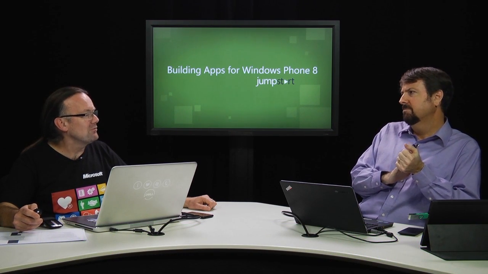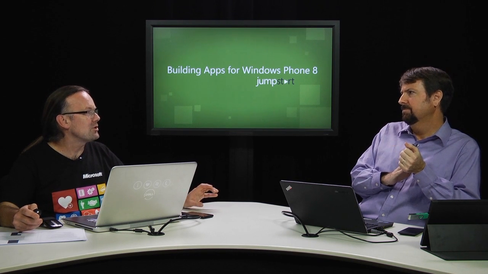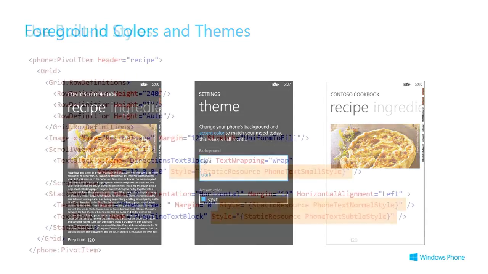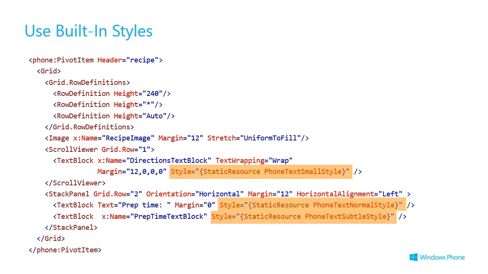And we have these default styles that are applied to the controls that are theme aware. This is the big deal. Right. So these built-in styles you can apply to these controls, and you will get a good-looking output. And it will be theme aware. So these phone text small style, phone text normal style, phone text subtle style, and these are just 3 examples. So there's a whole bunch of these you can choose from. And the good news is that whenever the user changes theme, then the foreground colors will change accordingly.